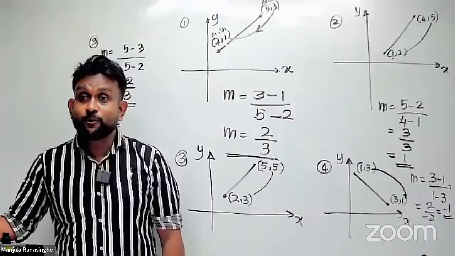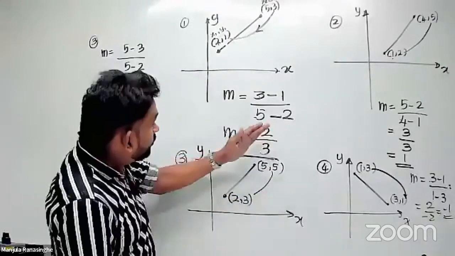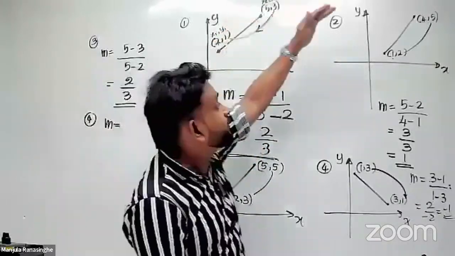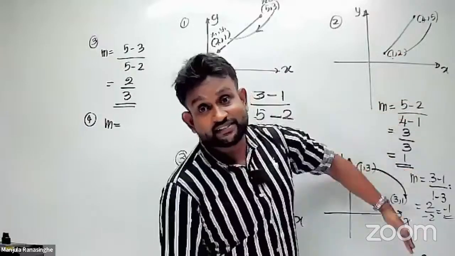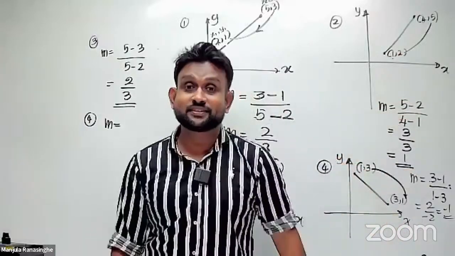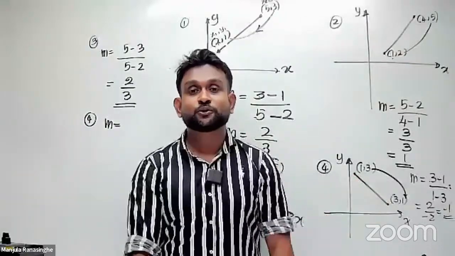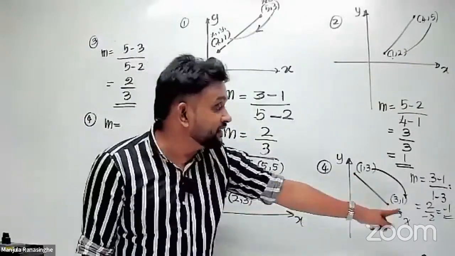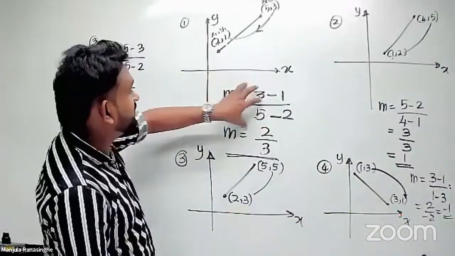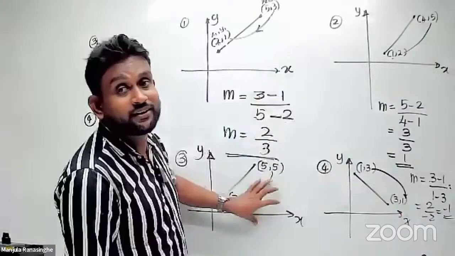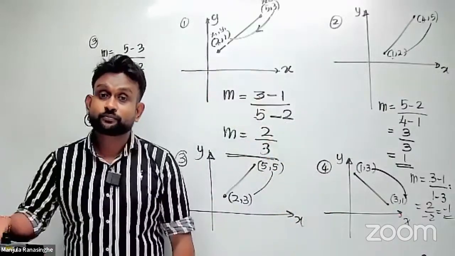Right. So now looking into the graph also, you can see how all these graphs make an acute angle, right? But here you can see that it is an obtuse angle with the x-axis. So if it is an obtuse angle, the gradient should be negative. Yes, that gradient gives you a negative value, negative 1. But all the others, you can see the gradients are positive. But here it comes negative.